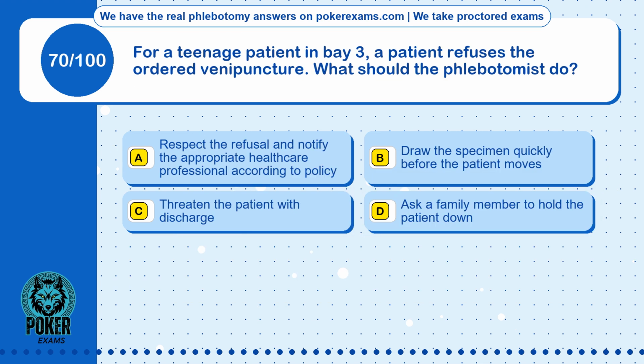Question 70. For a teenage patient in Bay 3, a patient refuses the ordered venipuncture. What should the phlebotomist do? Option A, respect the refusal and notify the appropriate healthcare professional according to policy. Option B, draw the specimen quickly before the patient moves. Option C, threaten the patient with discharge. Option D, ask a family member to hold the patient down.